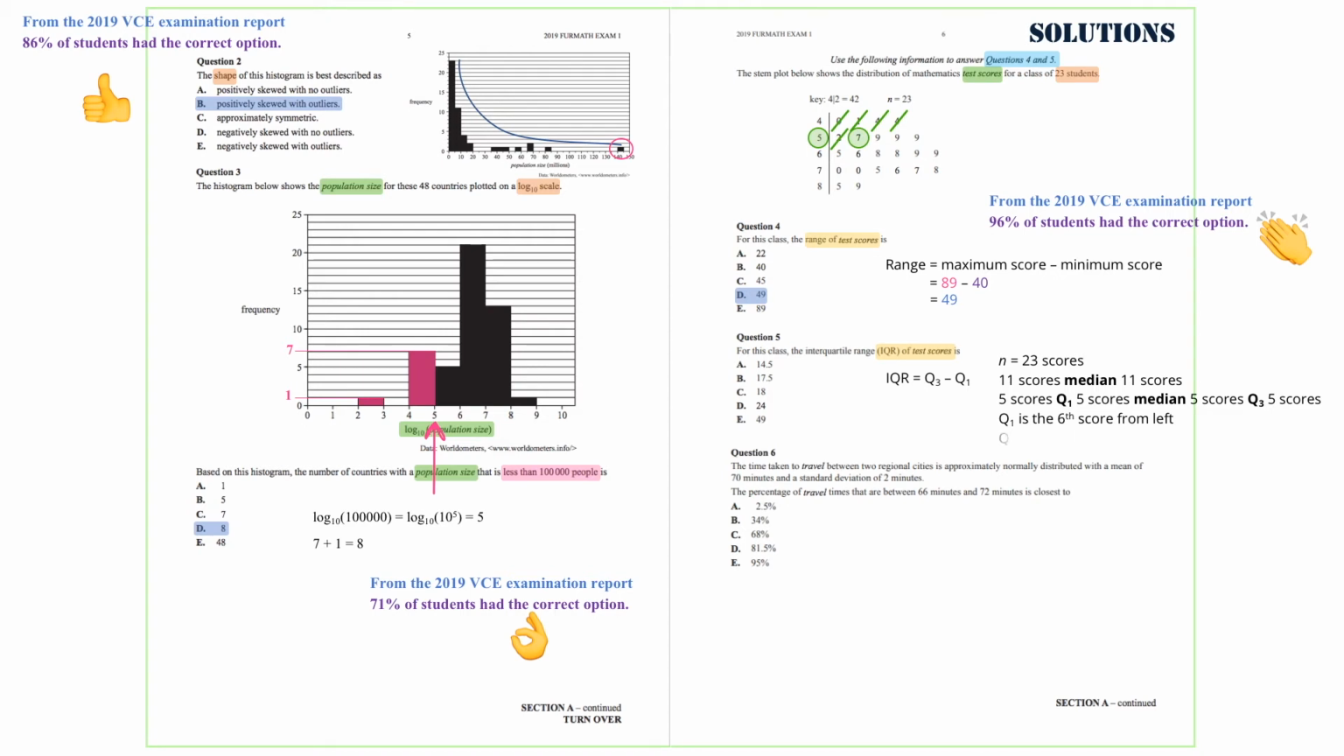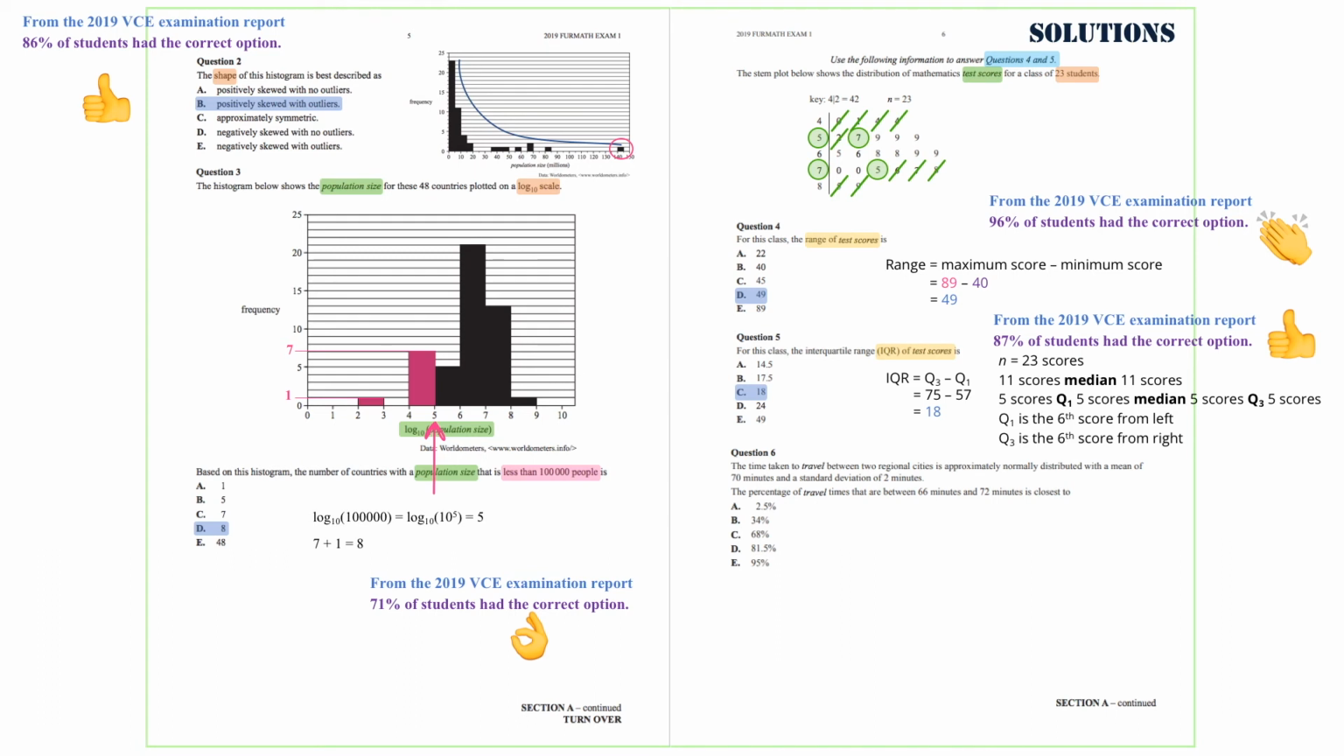Q3 is the 6th score from right. 1, 2, 3, 4, 5, and the 6th score is 75. So IQR equals 75 minus 57, which is 18. So the answer we're after is option C, 18. From the 2019 VCE examination report, 87% of students had the correct option.